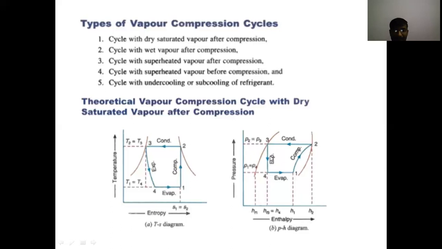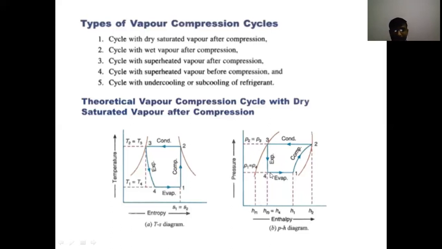Isentropic expansion process, constant enthalpy: HF3 equal to H4. It is also called H3 or HF3, the fluid enthalpy, which is on the liquid line itself. On the liquid line, we can represent HF. HF3 or H4, both are equal here.